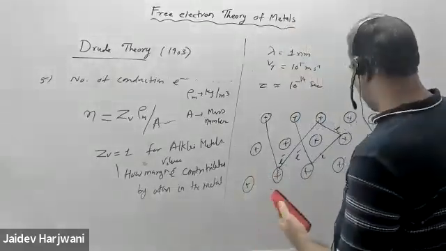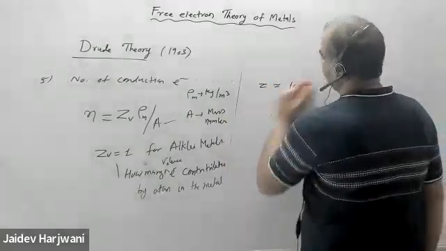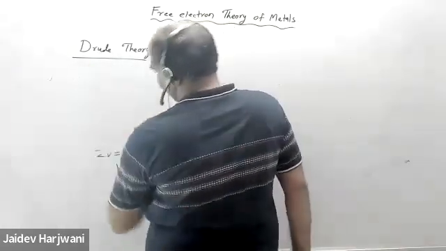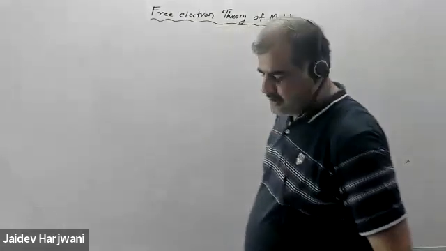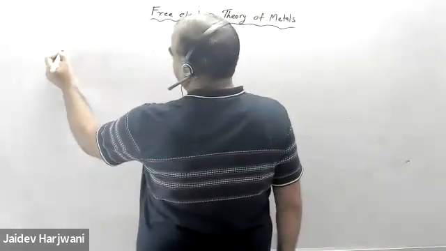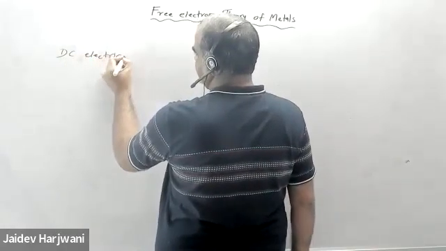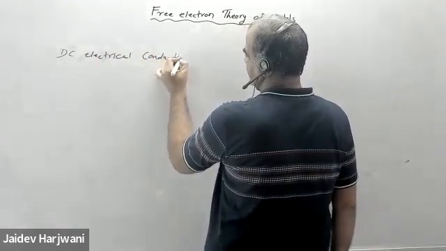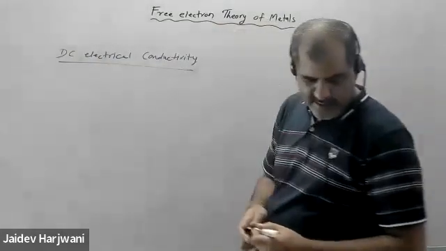So this is your Drude theory. Now, using this Drude theory, I will try to explain some of the properties of metals. For example, DC electrical conductivity. Put the heading DC electrical conductivity. Now what is DC electrical conductivity?